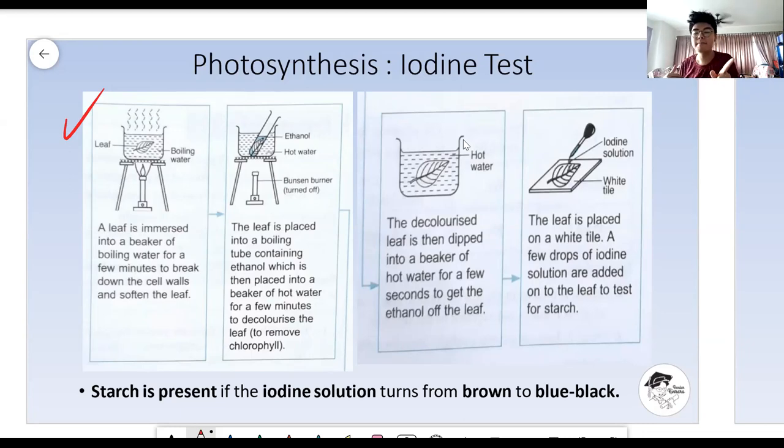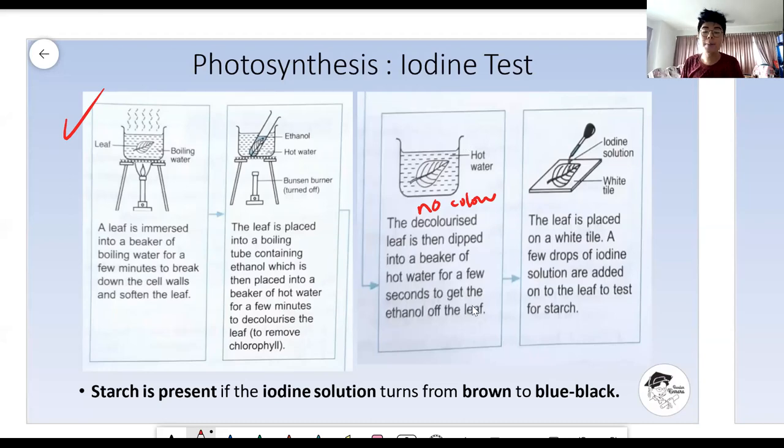Then the decolorized leaf. Decolorized means no color. The decolorized leaf is then dipped into a beaker of hot water to wash off the ethanol. Ethanol you have to wash off. Now, the leaf is placed on a tile. And a few drops of iodine solution are added to test for the starch.